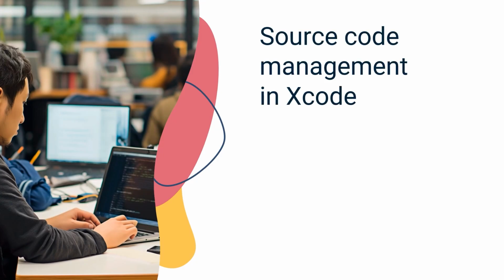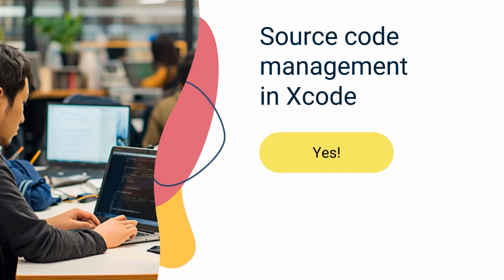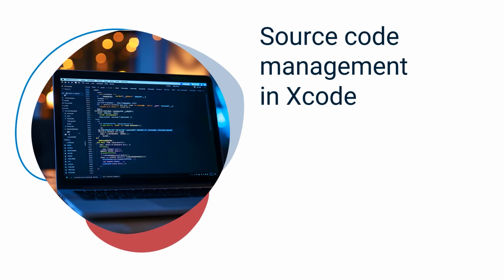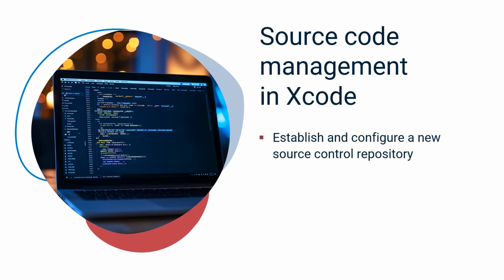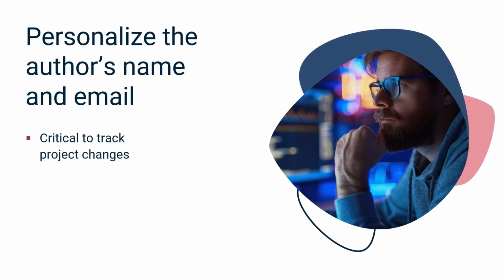Next, let's say you're collaborating on a project with a team of developers. Can Xcode facilitate the coordination of code changes among team members? Yes. When working on a project with a team, or across multiple development systems, you can use Xcode's Git source control to coordinate code changes among team members or devices and ensure synchronization. To integrate Git into your Xcode project, you can either establish and configure a new source control repository or download an existing one. That said, it's important to track changes to the project, right?